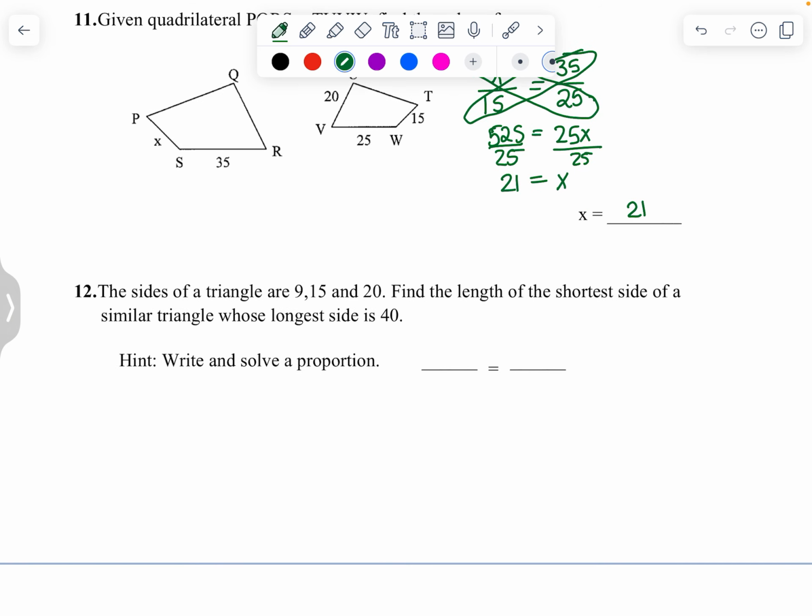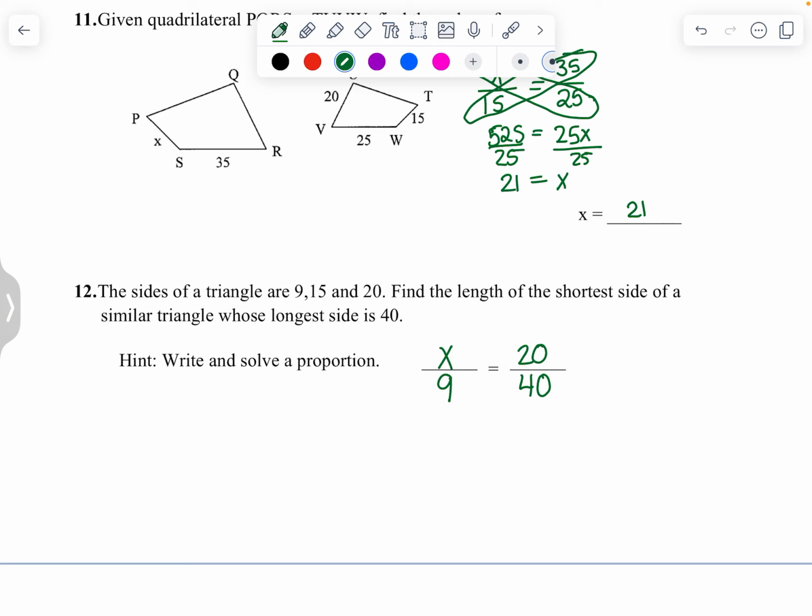All right, here we have a word problem. The sides of a triangle are 9, 15, and 20. Find the length of the shortest side of a similar triangle whose longest side is 40. So we're going to put shortest over shortest. We want to find the shortest side. We don't know it, so let's call it x. X is our shortest side over our shortest side, 9. And we're going to put largest, 20, over largest, 40.